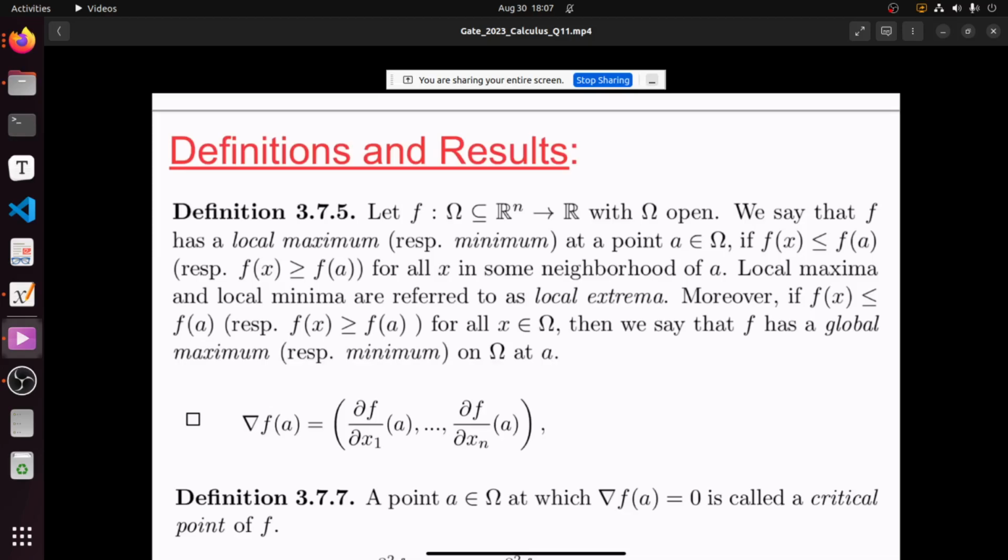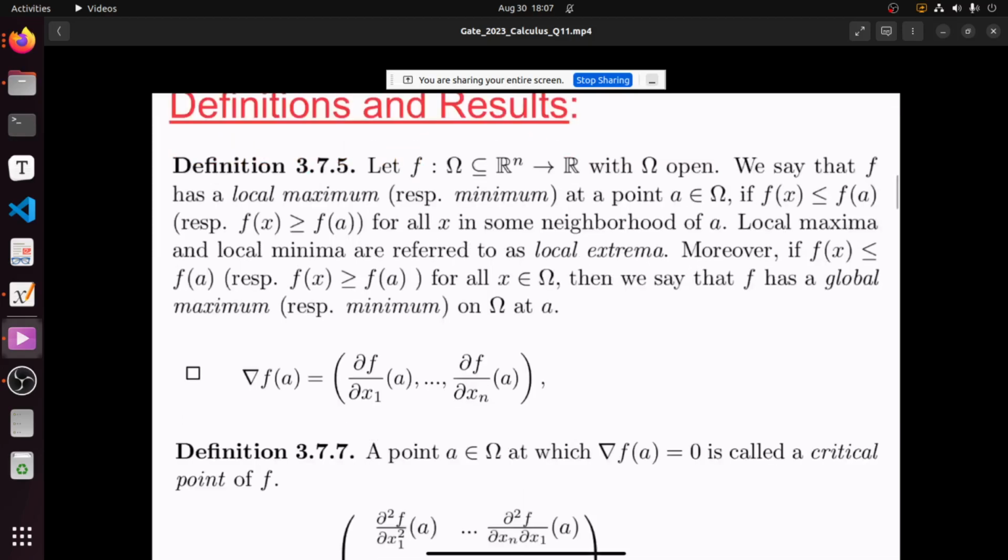Moreover, if the inequality f(x) less than or equal to f(a) holds for all x in the domain, then we say that f has a global maximum. And if f(x) is greater than or equal to f(a) for all x in the domain, we say that f has a global minimum.